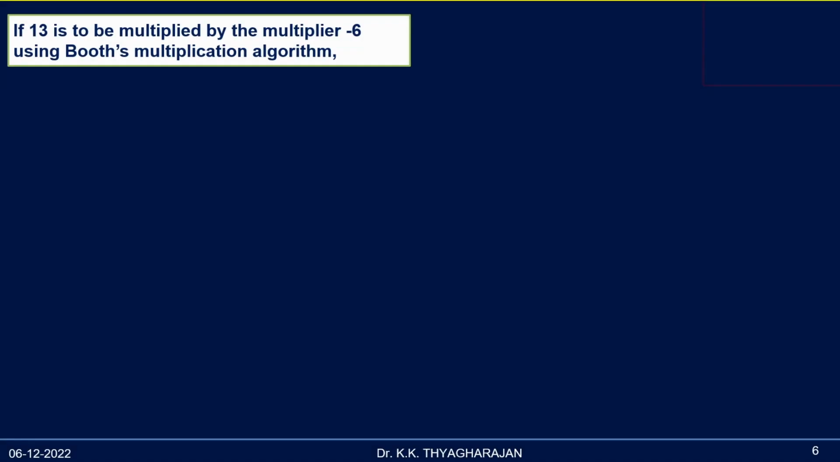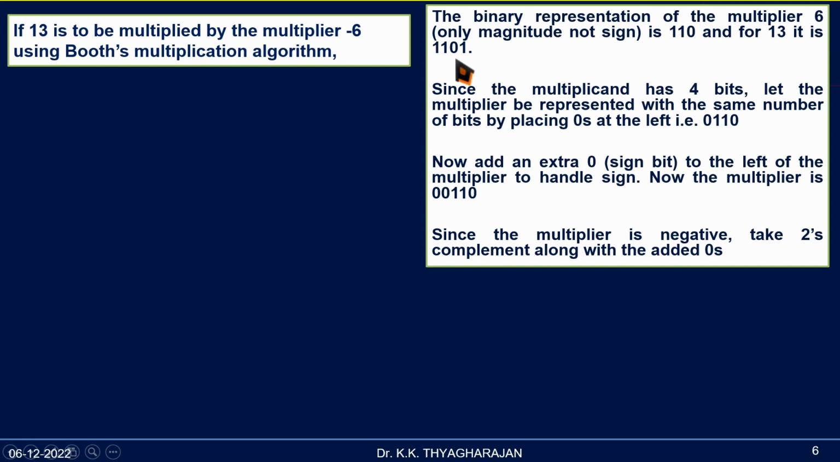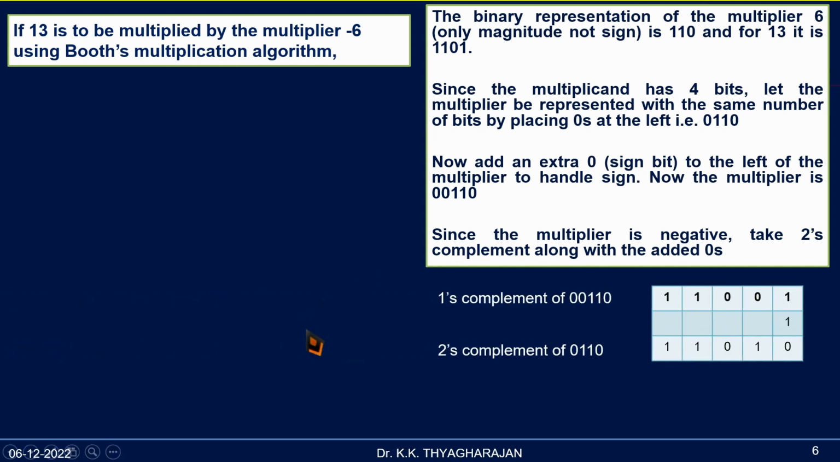Now let us see another example, 13 into minus 6. Here the multiplier is negative. The multiplicand 13 is represented with 4 bits. So we represent plus 6 also using 4 bits. So plus 6 is represented by 0, 1, 1, 0. Now add an extra 0 to the left of the multiplier to handle sign. Now the multiplier is 0, 0, 1, 1, 0.